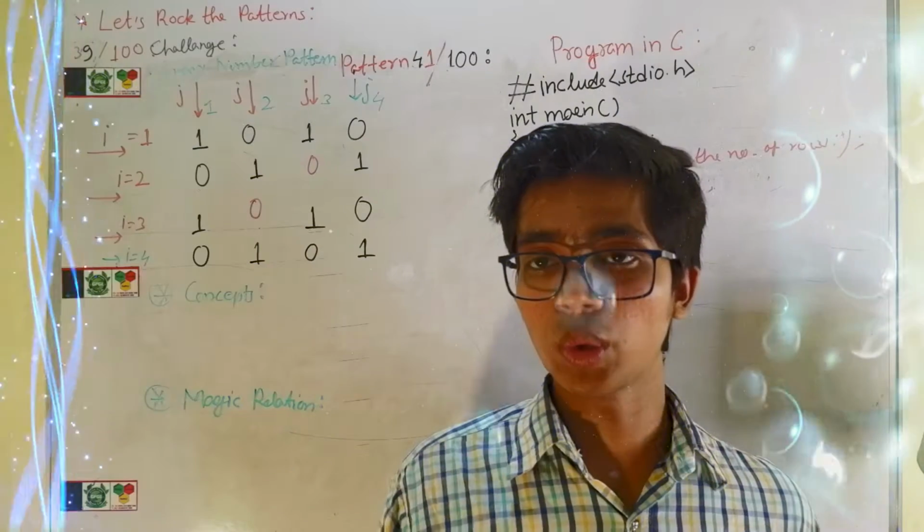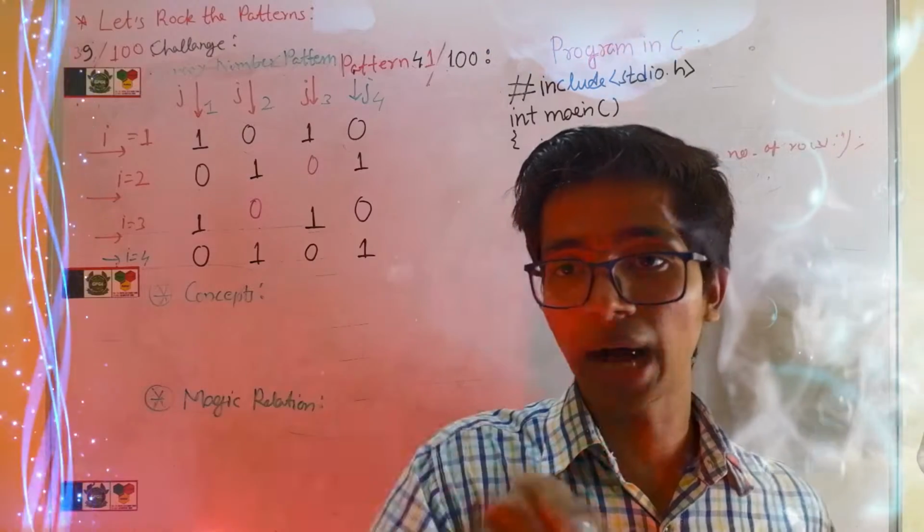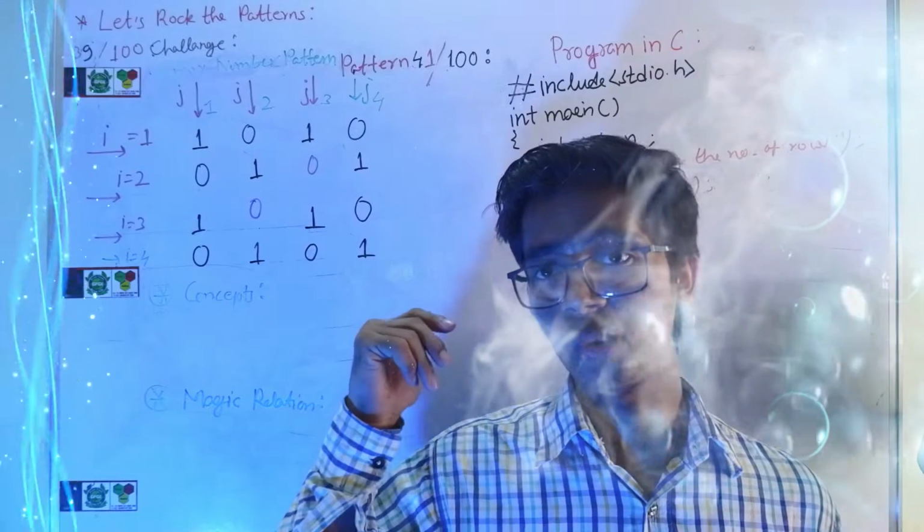So that's the concept. First we use an i for loop, then a j for loop, then printf new line to bring the cursor down, and then our program executes under the proper conditions. So let's look at the code.